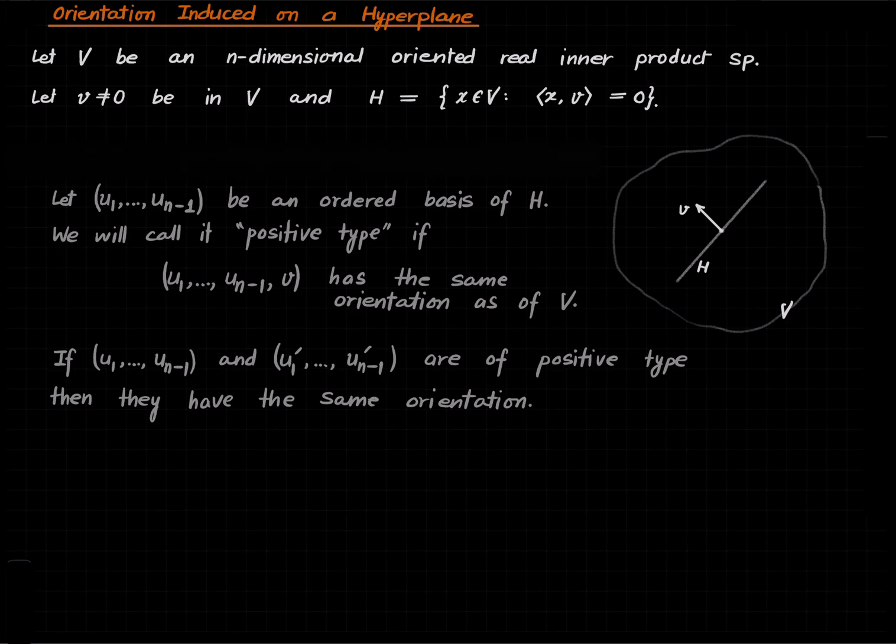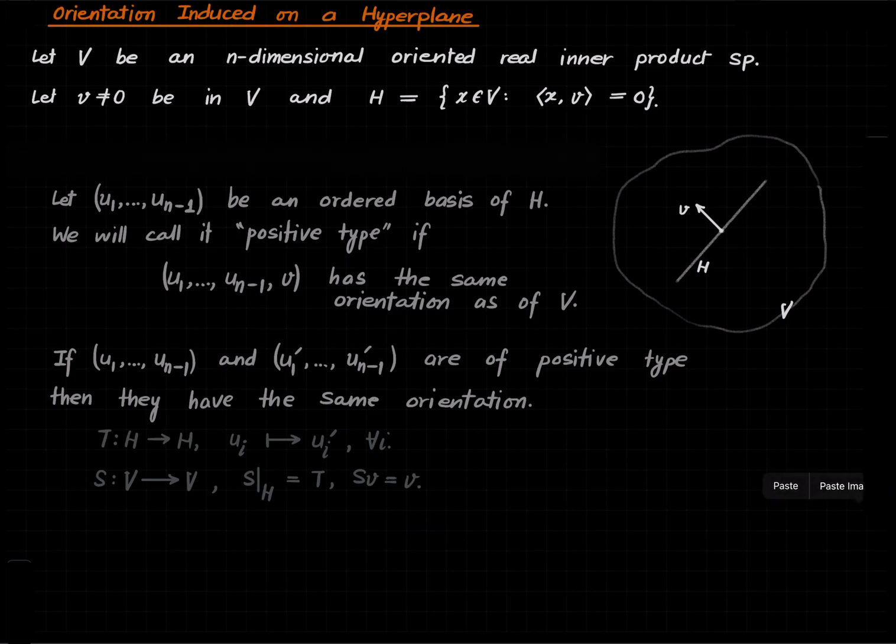All right, so why is this true? How do we check for them being the same orientation? We define this linear map T from H to H, which sends ui to ui prime. We need to check that this has positive determinant. Okay, define a map S from V to V as follows: S, when restricted to H, just behaves like T, and it sends v to v. This is our definition of another linear map.